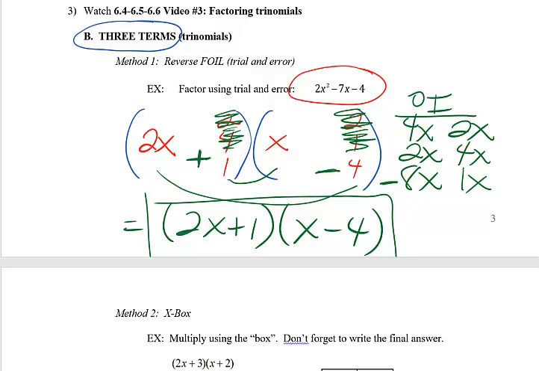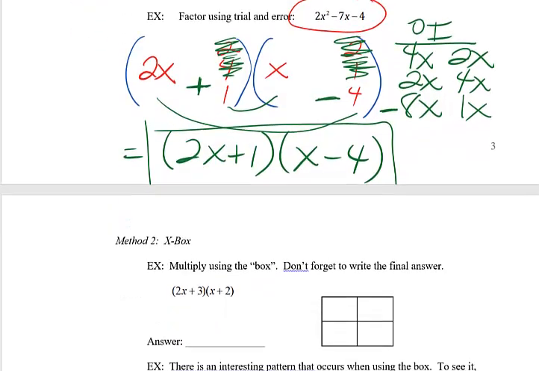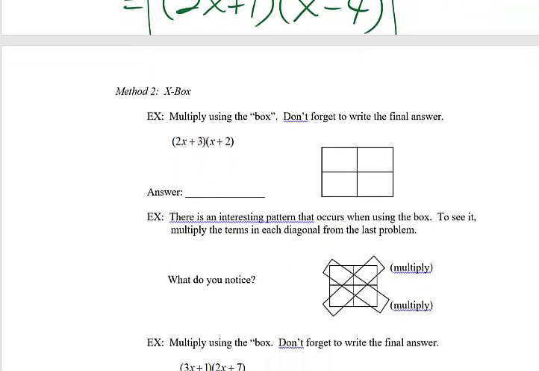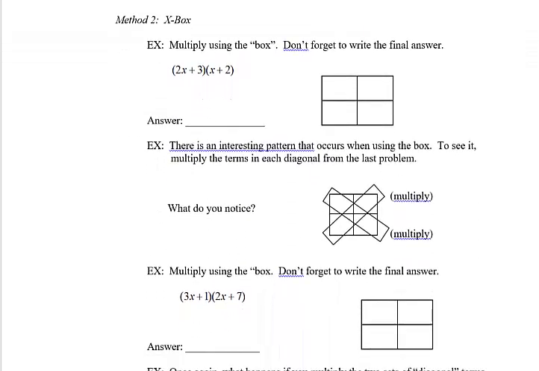The trial and error method is great, though some students feel like it's just not systematic enough, and they prefer something a little bit more organized. Well, that takes me to this other method, which we affectionately call the Xbox method. Now, I'm going to need to do a little bit of setup in order to explain this method for you. This method is related to the box that we learned about for multiplying polynomials.